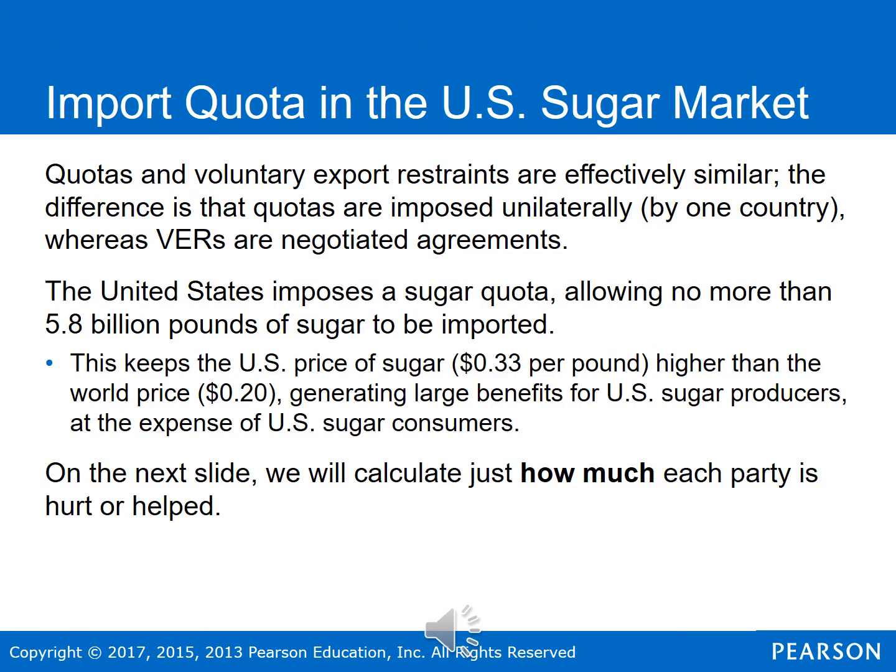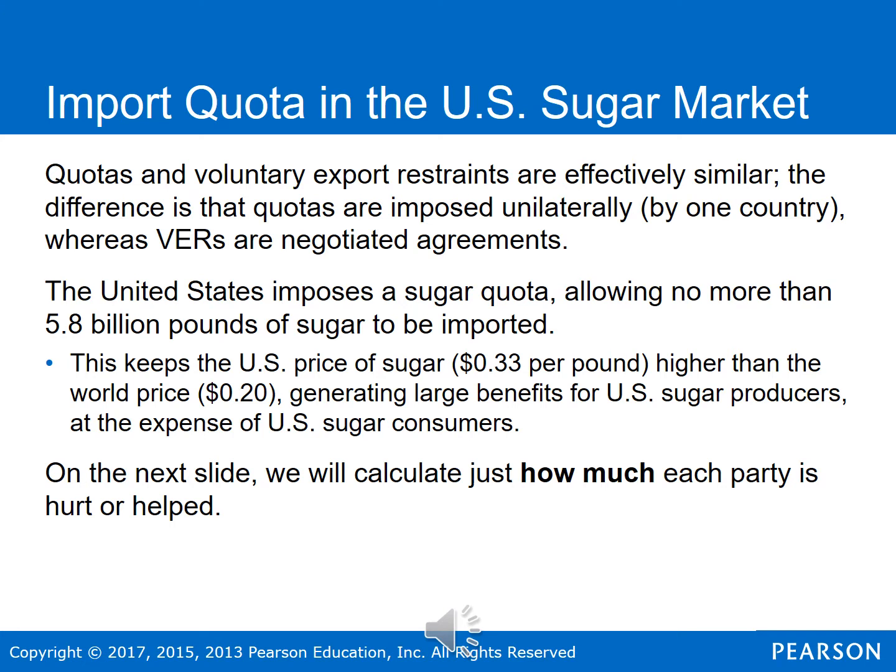Now let's turn to another example. We'll look at import quotas in the U.S. sugar market. Quotas and voluntary export restraints are effectively similar. Basically, quotas are imposed unilaterally, so one country imposes them, whereas voluntary export restraints are negotiated agreements, but they end up having the same effect.